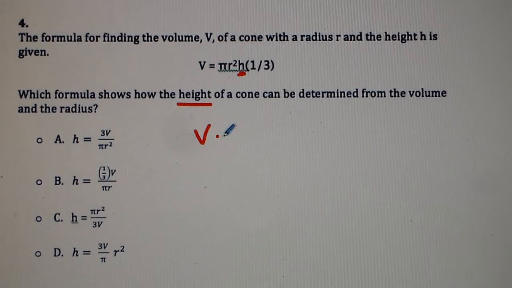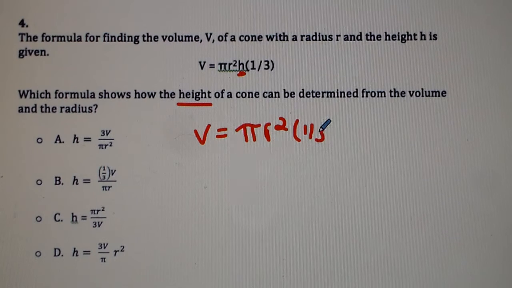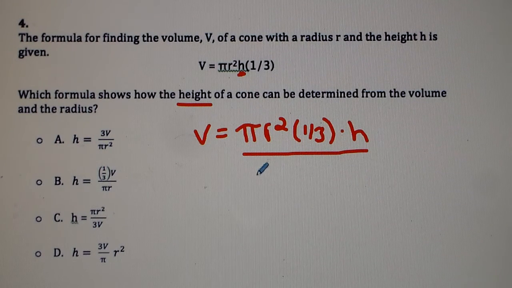So if I rewrite it, volume is equal to pi times radius squared times a third times the height. So all this is being multiplied to the height. So we're going to actually divide by all of it, because it's all multiplication being multiplied to the height, so we could divide by all of it.